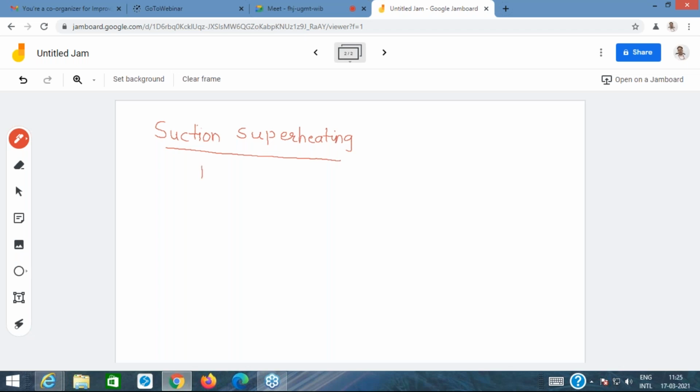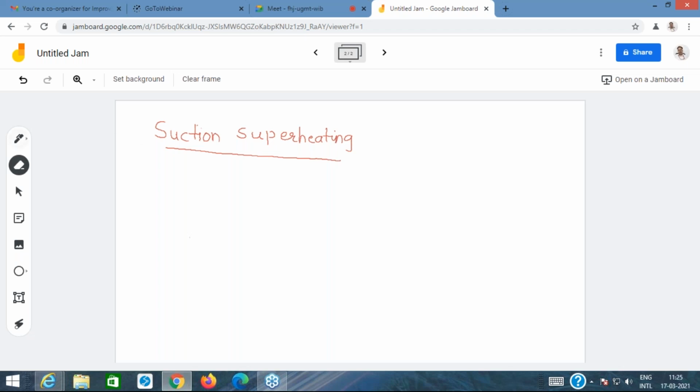So when I'm saying it is suction superheating, what I mean to say is that the vapor, instead of being dry saturated, this vapor I have in mind has to be slightly superheated. That is the meaning of suction superheating.